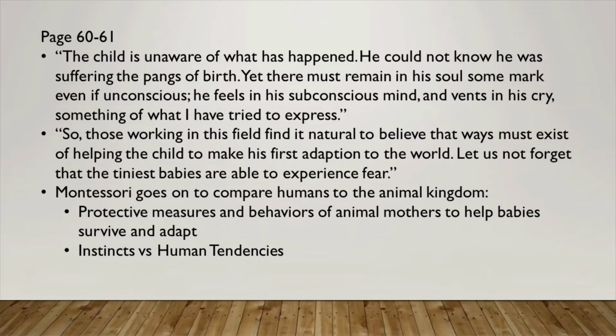And she goes on to talk about instincts versus human tendencies, which I've talked about in previous videos, that according to Montessori, animals have instincts, whereas humans, we don't really have instincts. We have human tendencies, and we have those potentialities that allow us to develop further. So we're different than the animal kingdom. And again, back to the first part of the chapter where she talks about looking at our differences, it's what separates us as a species.